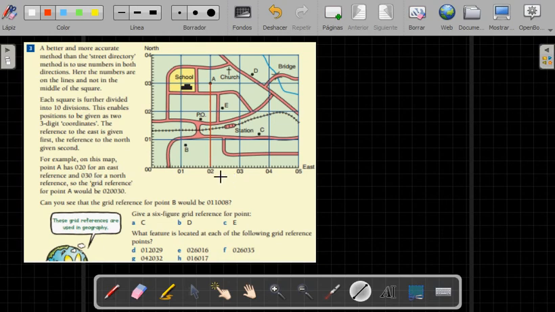Well, the reason is because it's now going further than that 0, 2.